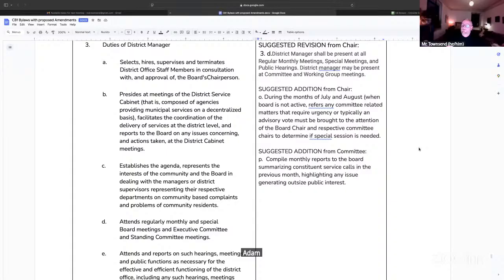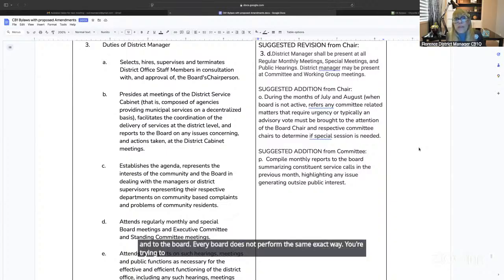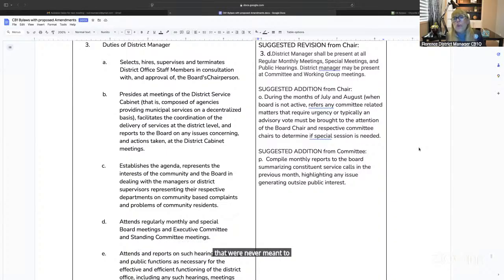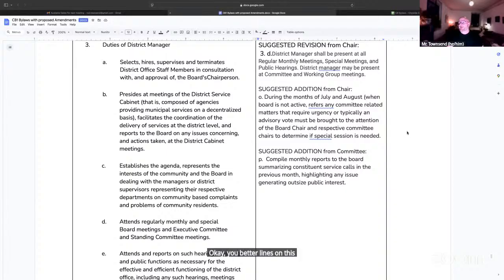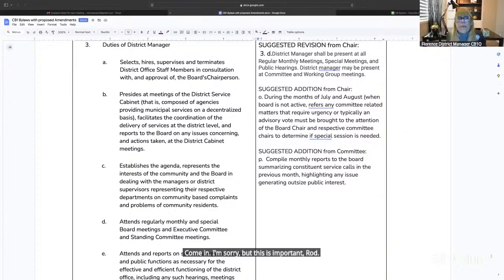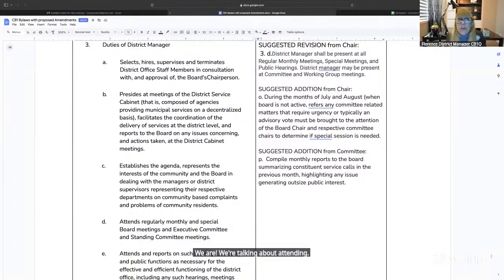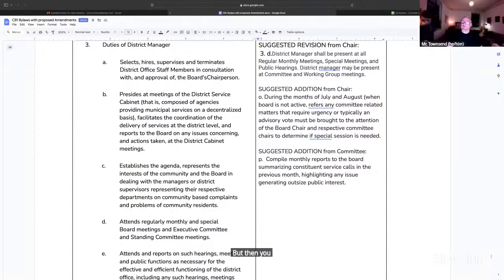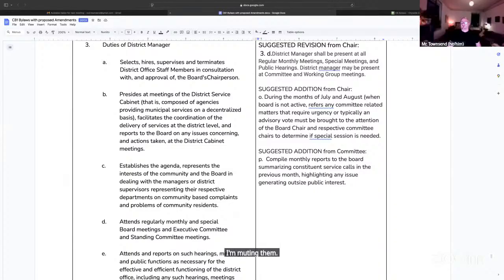Adam: Every board does not perform the same exact way. You're trying to standardize bylaws that were never meant to be standardized because you think it's good for the next group of board members. Okay, you've editorialized on this before, and I'm sorry, but this is important, Rod. Please provide me the courtesy. But we are talking about a very specific thing. Yes, and you are going off of that topic. So if you can't stay on the topic, I'll mute you. I am on topic, sir. I'm talking specifically about attending committee meetings. Then you went off of it. I didn't. It's all related. I'm muting you, Adam. Thanks.